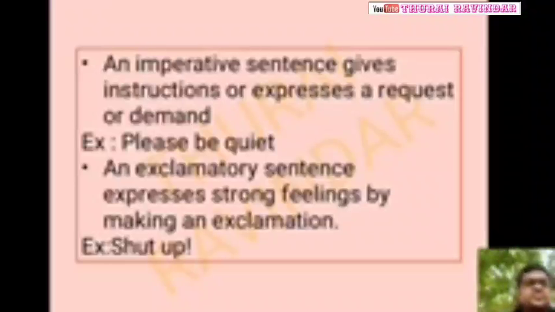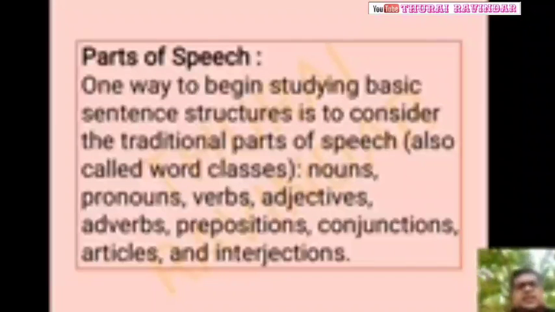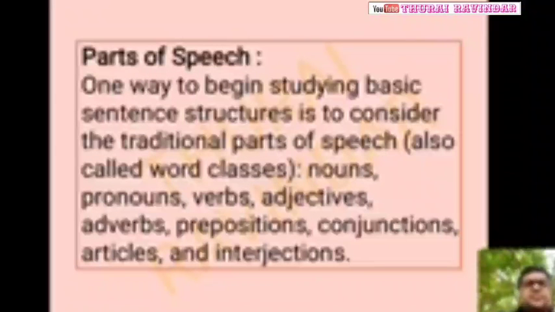Hooray. Alas. We won the match. Like that. So, let us see what the parts of speech are. One way to begin studying basic sentence structure is to consider the traditional parts of speech, also called word classes.